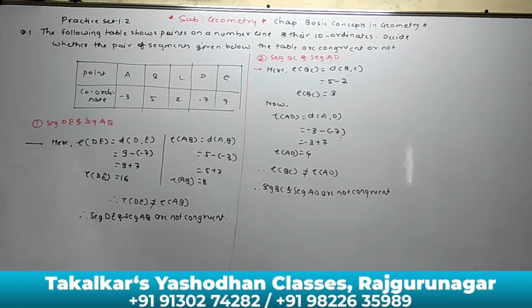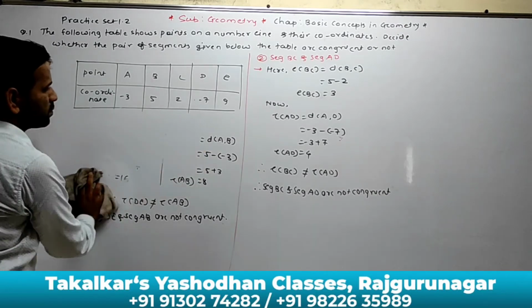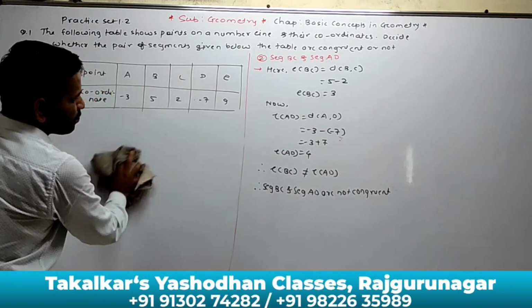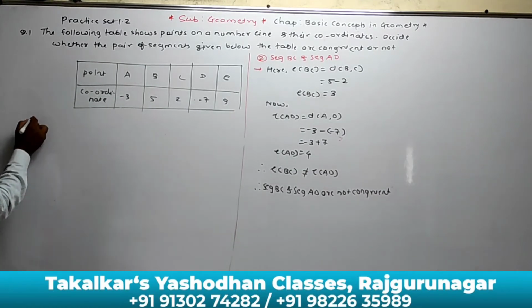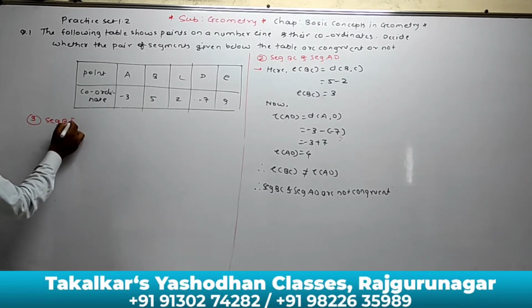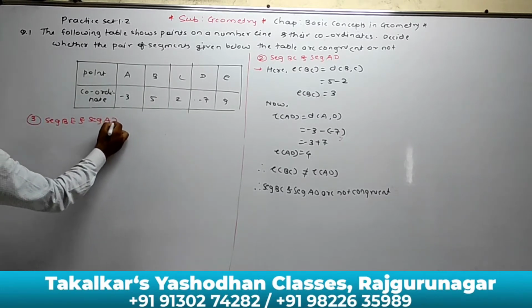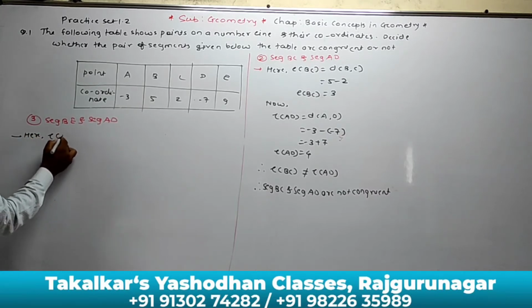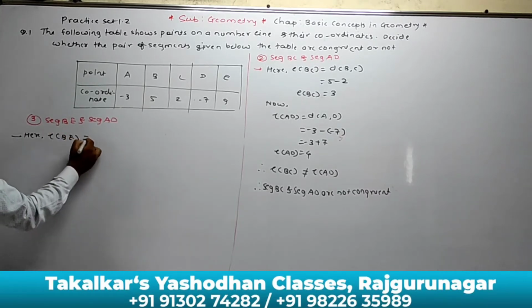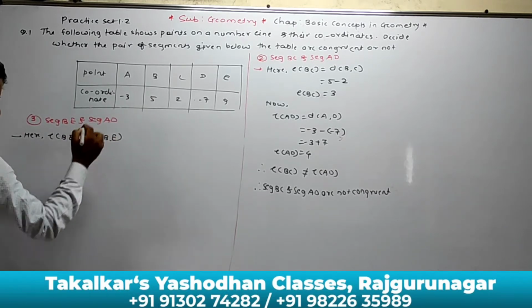It is clear? Okay. Now the last pair is segment BE and segment AD. Last pair of segments is there. First of all, let's find out length of BE. Length of BE means distance between B and E.